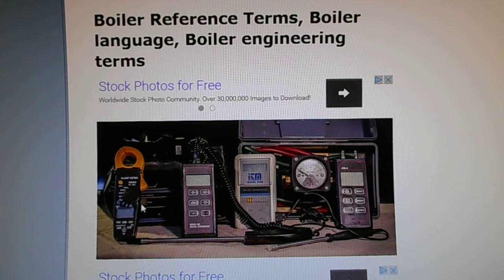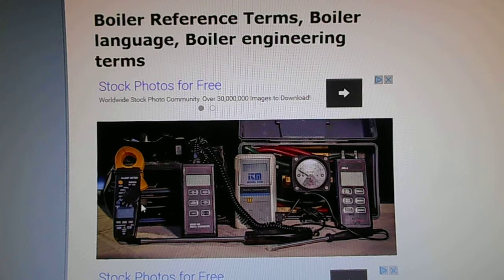Water space for hot water boiler control. The parts of a boiler that contain water. Steam boiler reference terms referring to space. The space above the water level in a steam boiler.